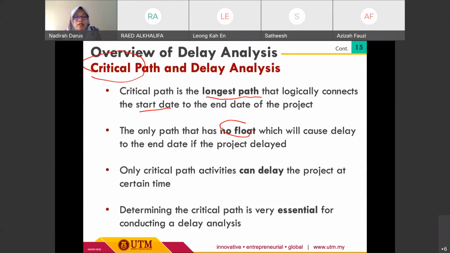Only critical path activities can delay the project at a certain time. That's the same as I mentioned previously. That's why determining the critical path is very crucial and essential for conducting delay analysis. Okay, that's the relation. All right.